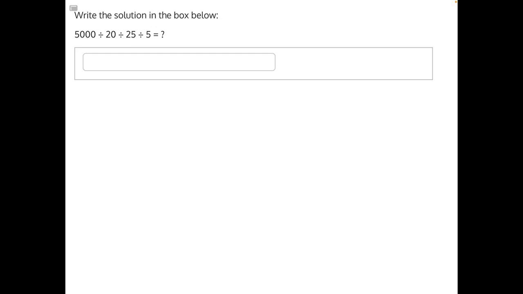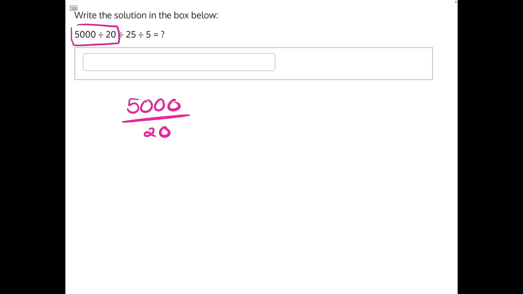To solve this question, remember that multiple division problems have to be resolved from left to right to follow our order of operations. So we have to start with 5,000 divided by 20. And something we can do before we start dividing: division is the same thing as a fraction, so we can simplify this down a little bit before we start dividing.